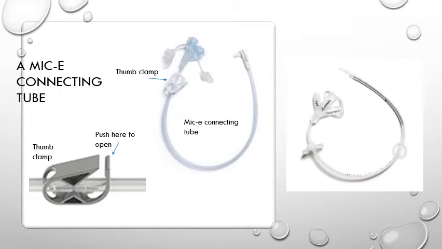A thumb clamp is found on the Mickey connecting tube. Push the clamp to close it, push up on the top to open it. The clamp stops the flow of liquid in or out of the tube. A G-tube, PEG tube, GJ tube, or a J-tube may or may not have a clamp on them. To stop the flow of liquid into or out of the tube without a clamp, fold the tube in half completely. This is similar to folding your garden hose in half to stop the flow of water.